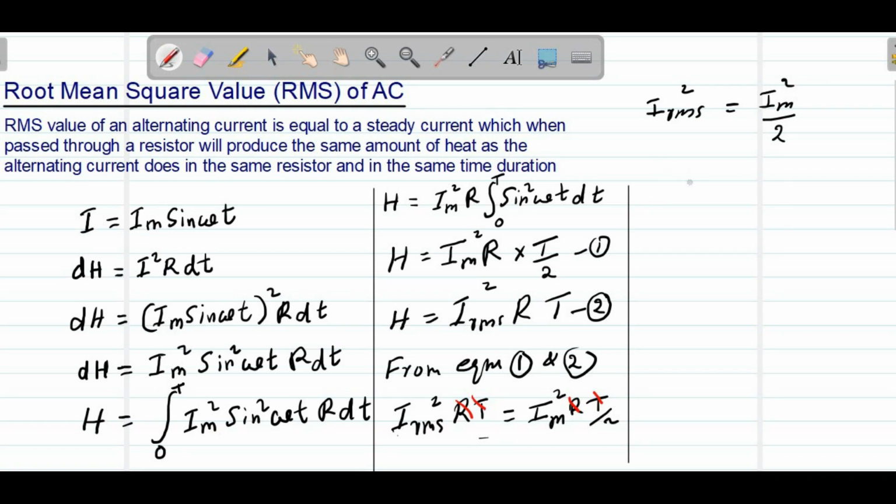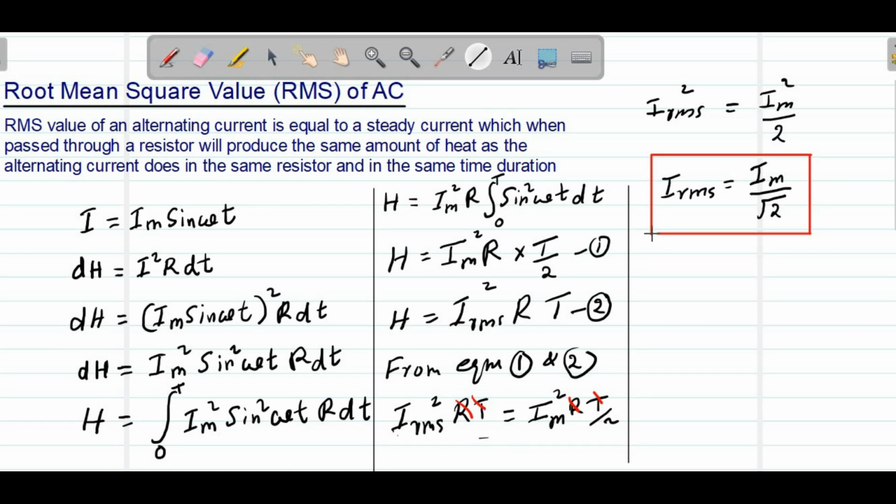When we take the square root on both sides, IRMS square becomes only IRMS. IRMS is equal to Im, and the square root of 2 becomes root 2. So this is the equation for the RMS value of current, that is IRMS is equal to Im by root 2. Here Im is the peak value of current produced by the generator, and IRMS is the effective value of that AC produced by the generator.